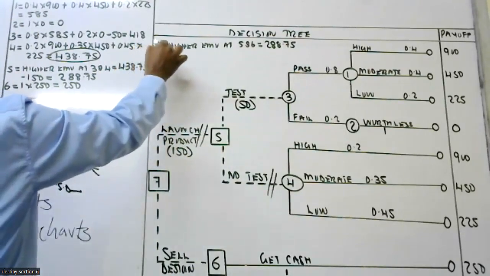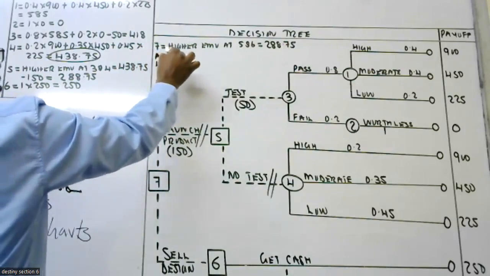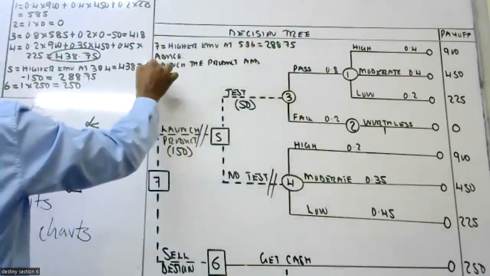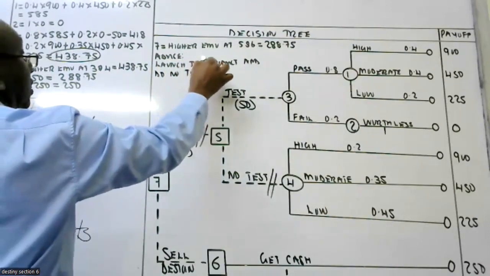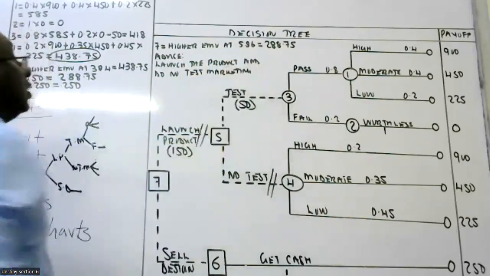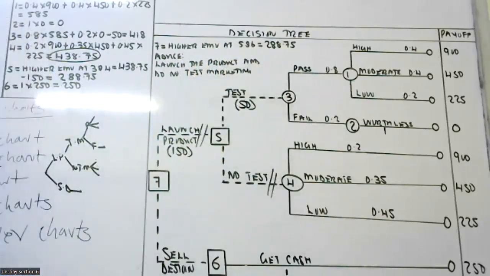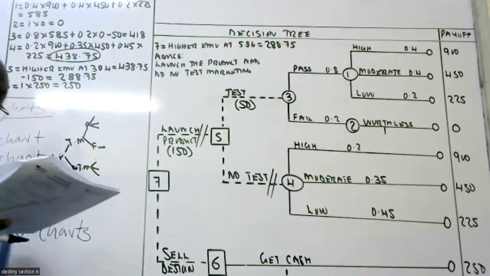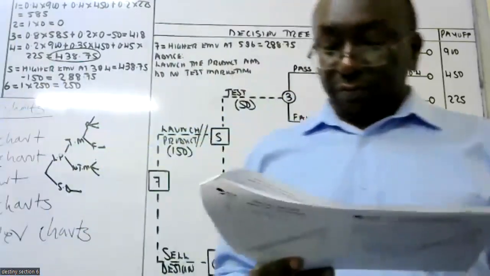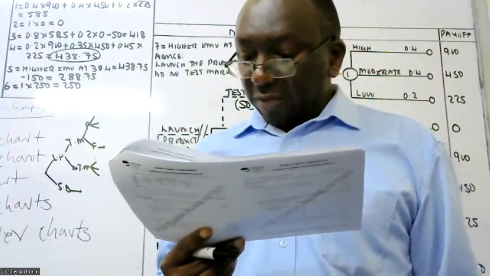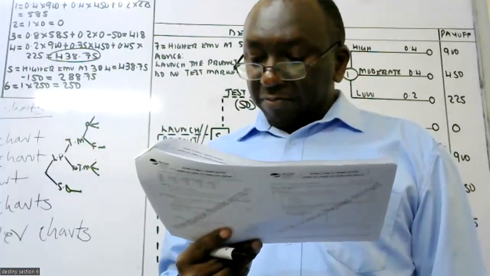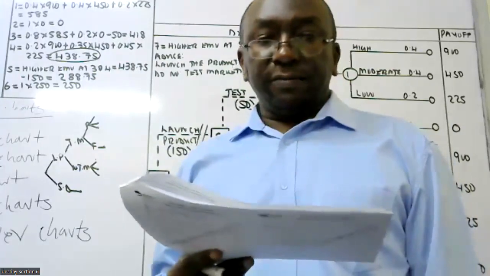So the advice is they should launch the product and do no test marketing. So I think we have answered that, because the question was asking us to show a decision tree showing the payoff and the expected monetary value of each decision, and then advise the management of the company on the best course of action and the related expected monetary value. We are given that.